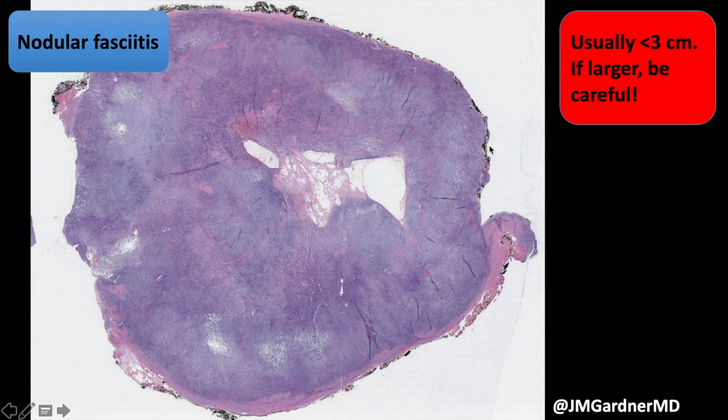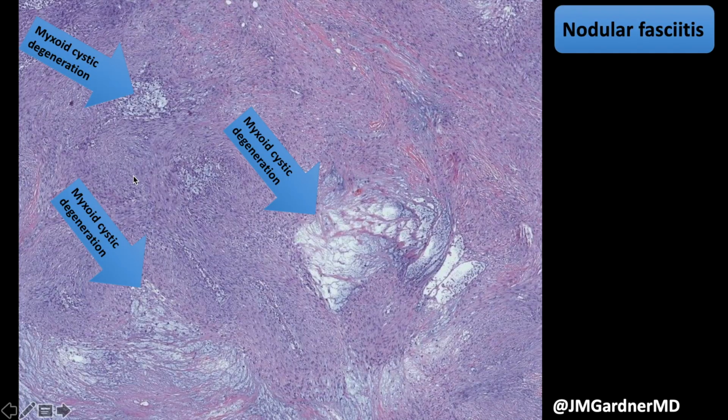And even from low power, you can see cystic spaces. Nodular fasciitis often has cystic myxoid degeneration. I find that a very helpful, incredibly helpful clue that is usually present in most nodular fasciitis. So look for those little myxoid cysts where the lesion is breaking down.